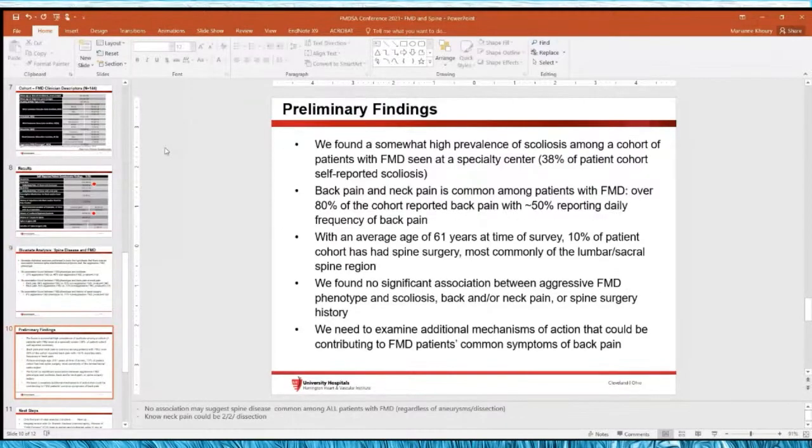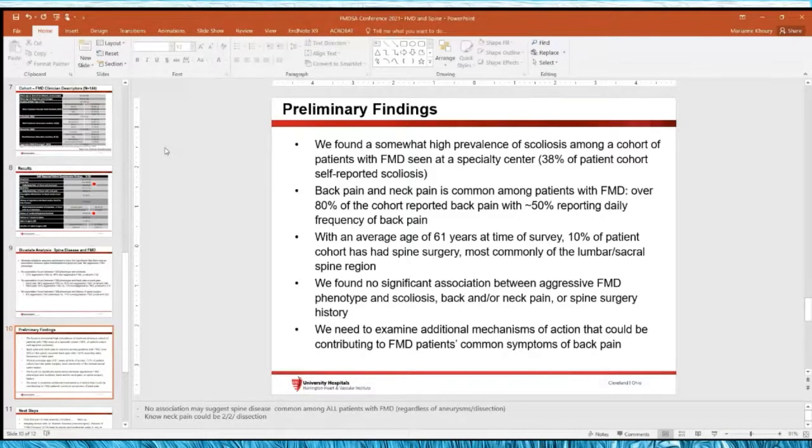So what are our key findings? One, it seems that there is some type of signal among patients with FMD in regards to having a high prevalence of scoliosis, as about 38% of our patients have this reported history of being diagnosed with scoliosis. Secondly, we see that back and neck pain are quite common symptoms among patients with FMD, as over 80% of our patients had back pain, with 50% reporting daily frequency.